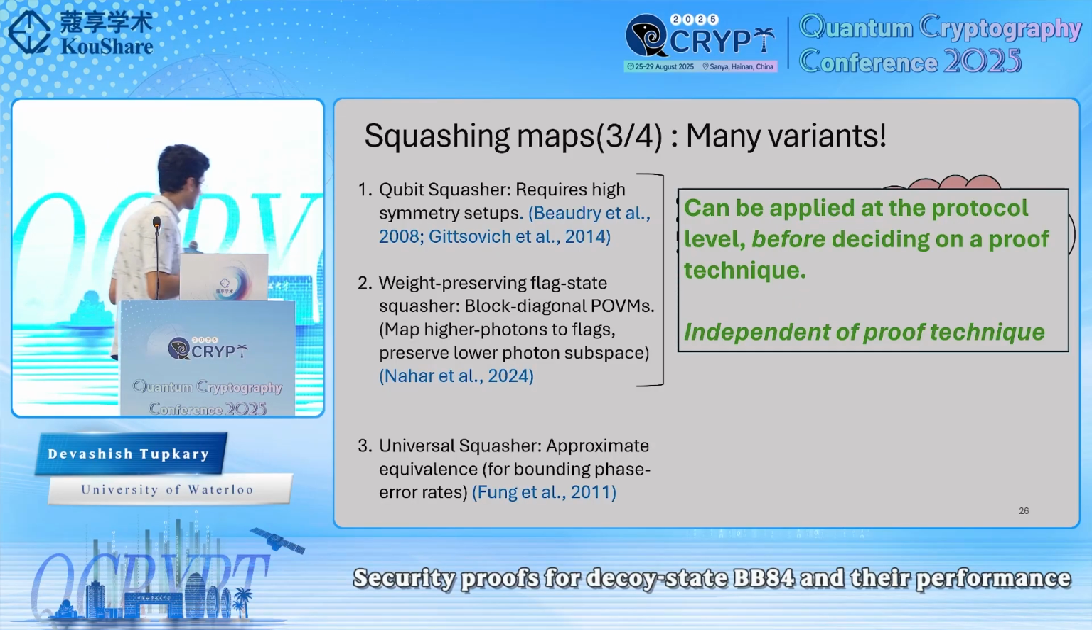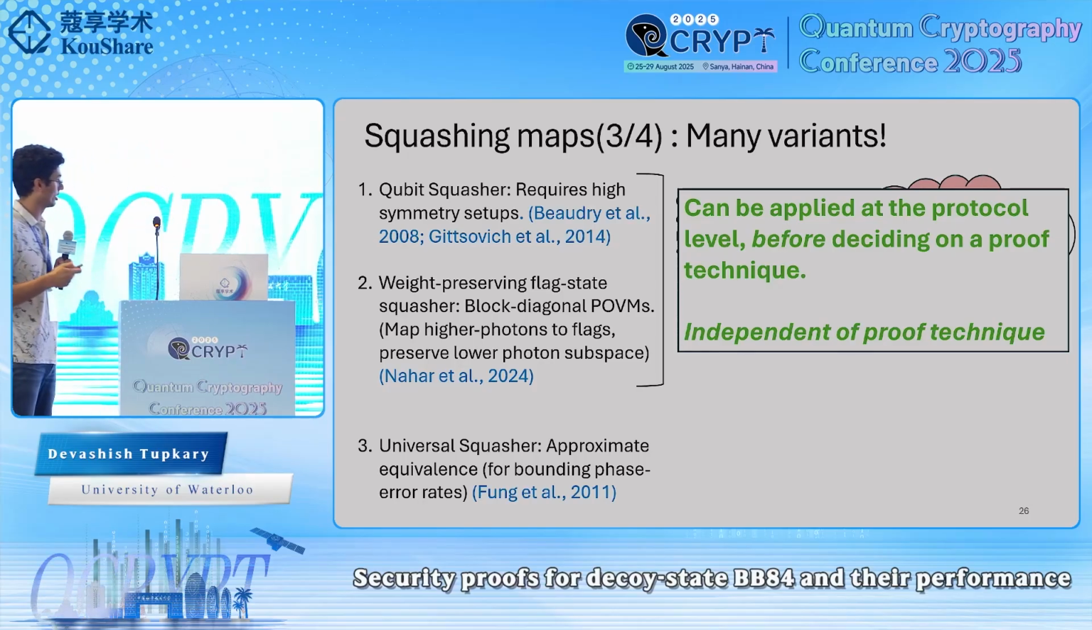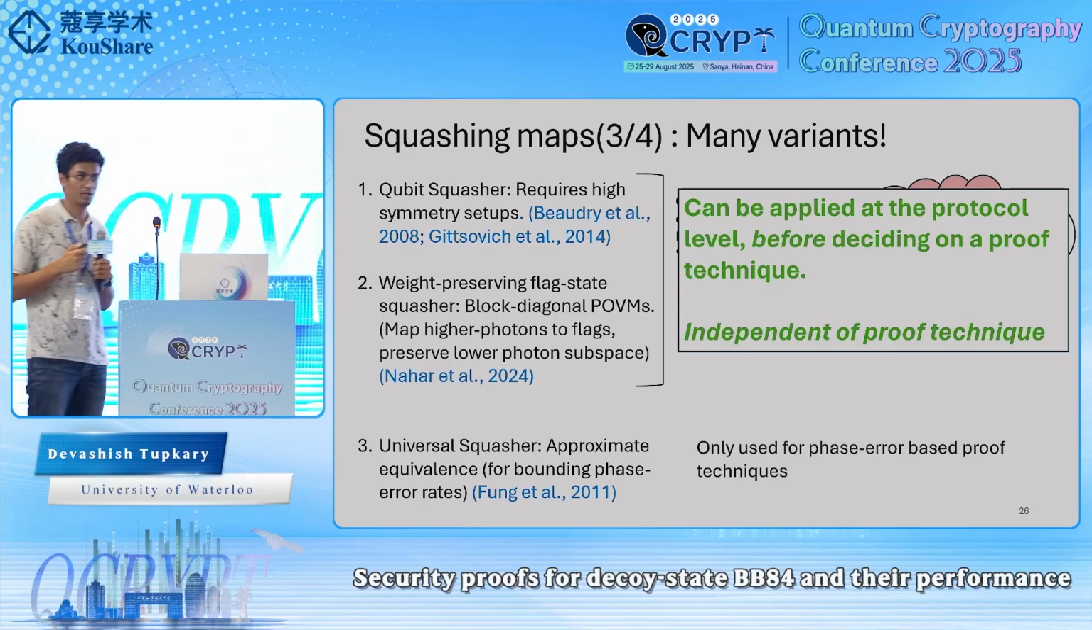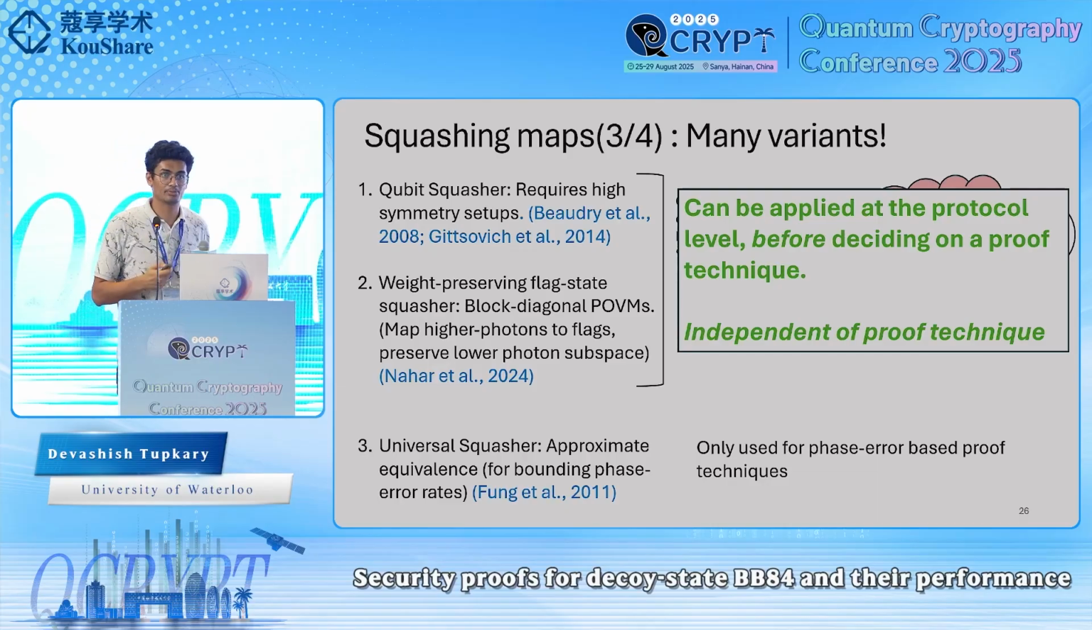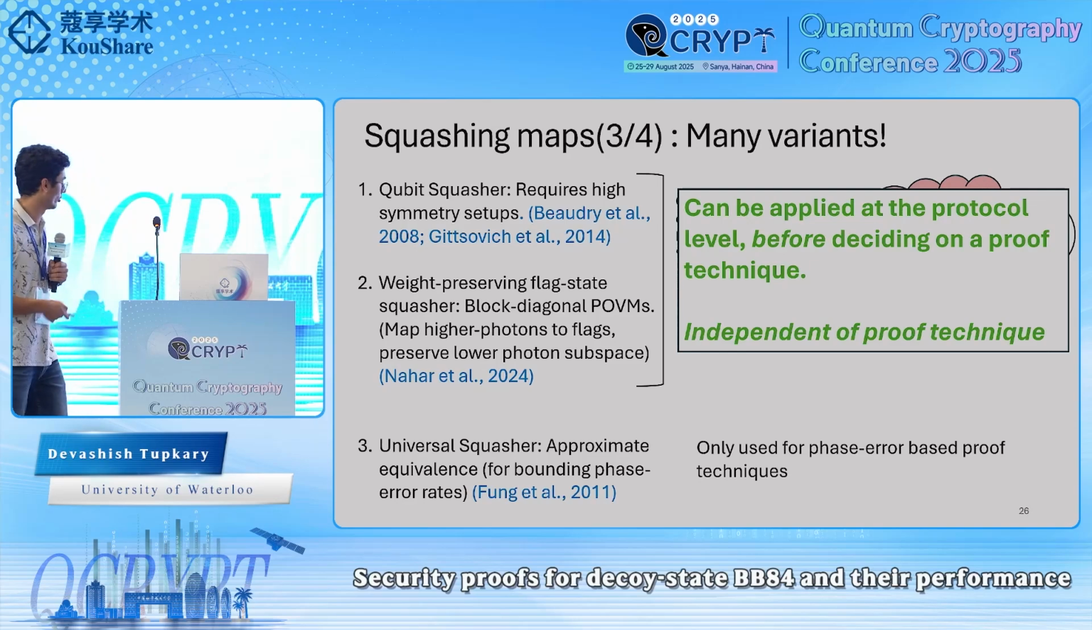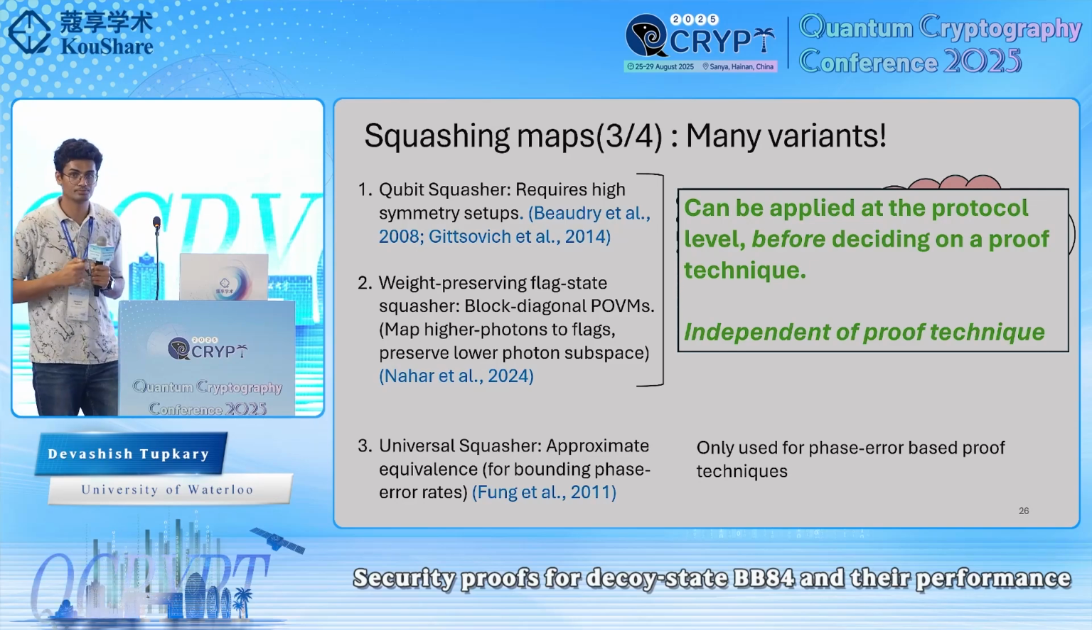Okay. Then we have this thing called the universal squasher, which allows you to do this trick, but only for the purposes of estimating phase error rates. So it's only used in phase error-based proof techniques. And obviously, it's limited to proof techniques in which you want to estimate the phase error rate. So it's not a full equivalence of the measurement procedure, but more like an approximate equivalence.